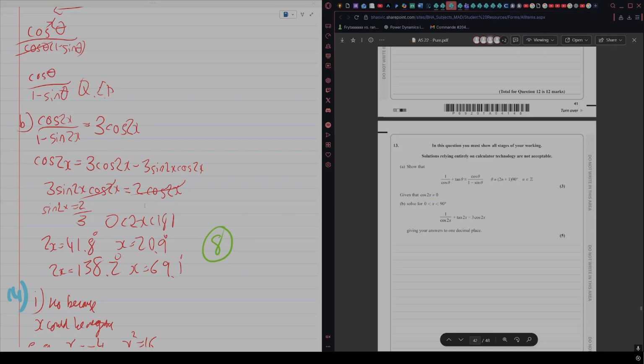Then you just get 3 sine 2x equals 2, divide by 3, and then you expand the range, and then find your answers.